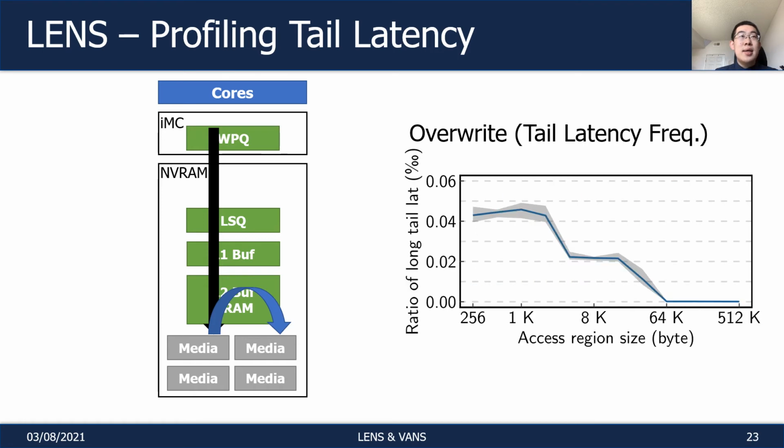To detect the data migration block size for wear leveling, we perform overwrite tests on different sized memory regions, and measure the frequency of the long-tail latency. Here we notice that the long-tail latency frequency drops to nearly 0 with a 64 kilobyte region size, which means the controller migrates 64 kilobyte data for each wear leveling.